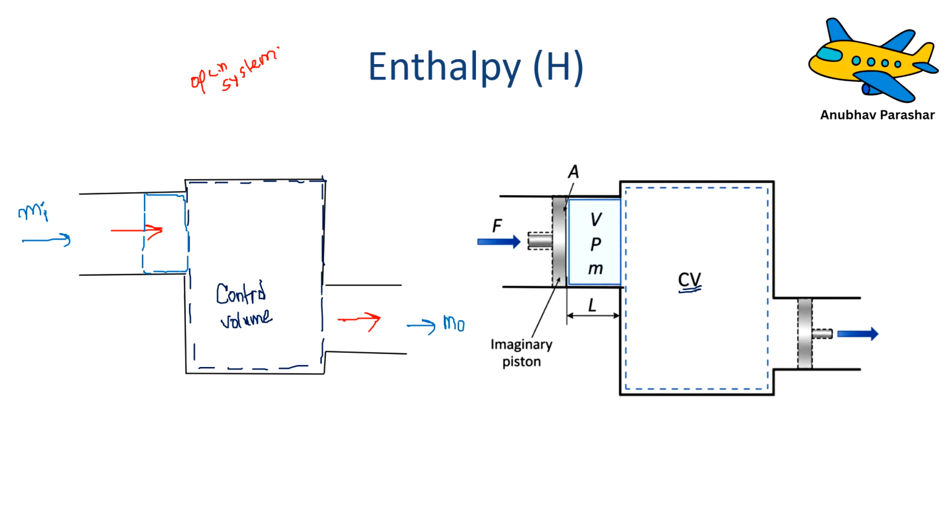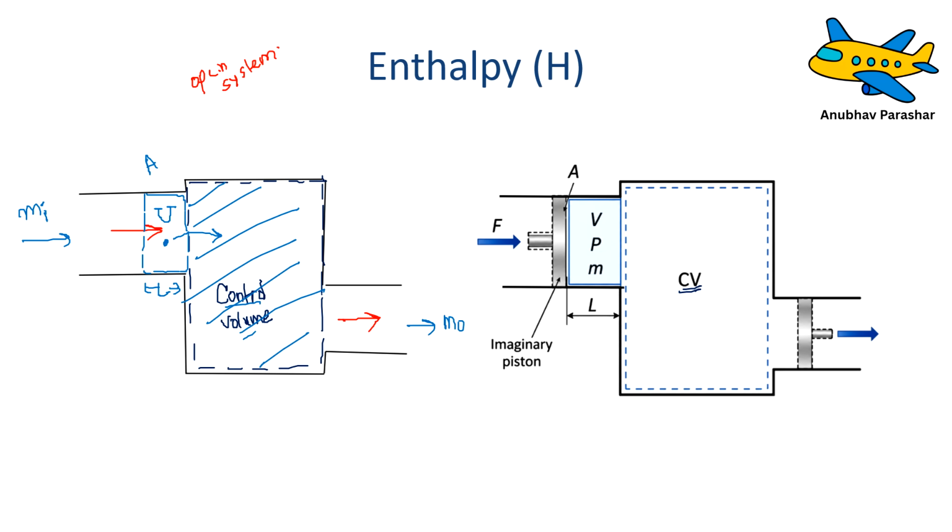Right? Now this element of mass has internal energy U. Now it is about to get into the control volume. Now try to understand that the control volume is already full. It already contains mass. It is not empty, isn't it? So let us say the cross-sectional area of the element is A and the length of the element is L.